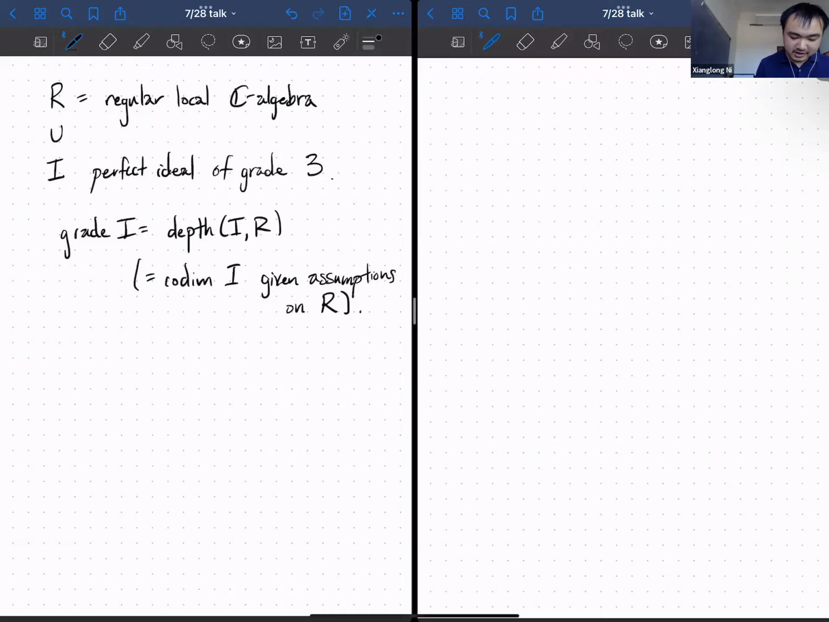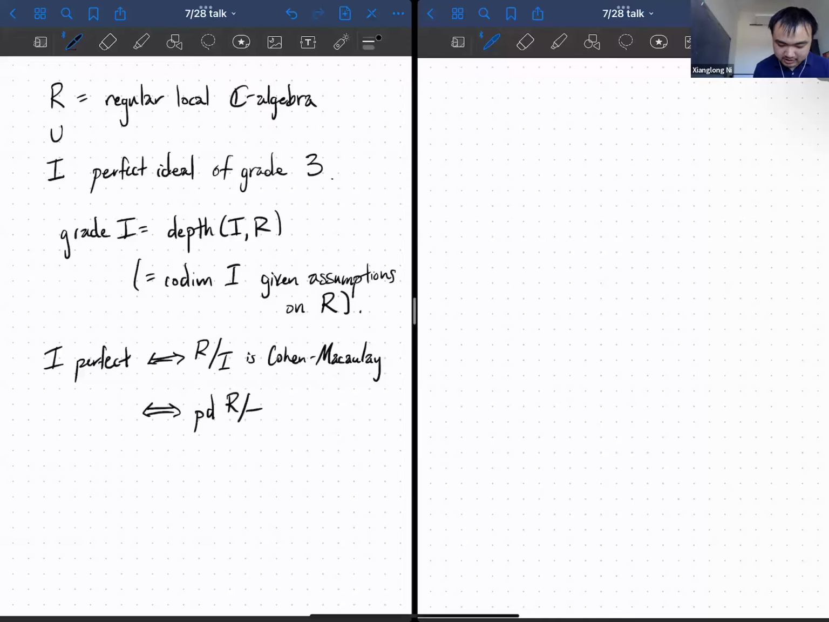Right. And then the condition that I is perfect, there are a few ways of characterizing this. Perhaps the most standard is to say that R mod I is Cohen-Macaulay. But since secretly this project is really a project about free resolutions, I'm going to prefer to use a characterization in terms of free resolutions. This is going to be equivalent, by the Auslander-Buchsbaum formula, to saying that the projective dimension of R mod I is equal to the codimension of I. So in our particular setting, what that means is the minimal free resolution of R mod I will have length 3.